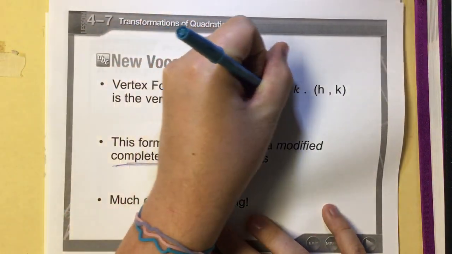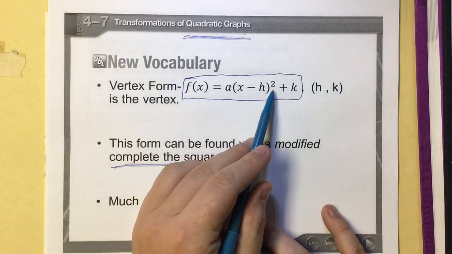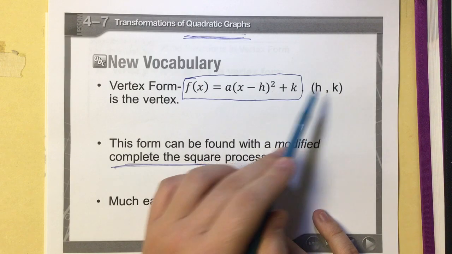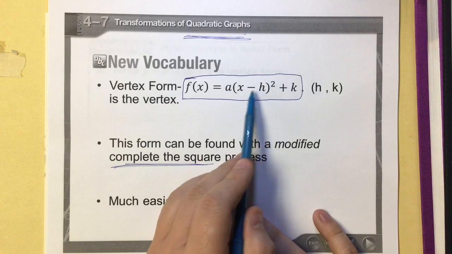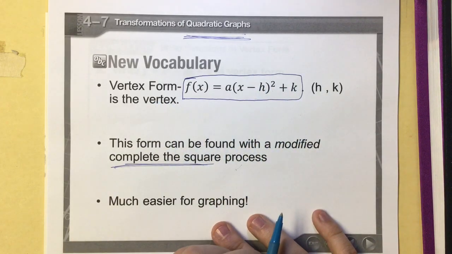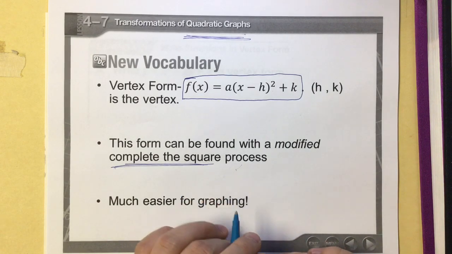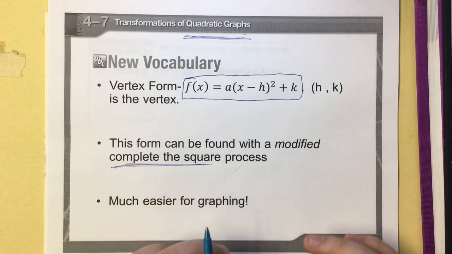Vertex form is this right here: f of x is equal to a times the quantity x minus h squared plus k. In this, the vertex is the ordered pair h, k. H is the x-coordinate, and k is the y-coordinate. This is very similar to what we did when we were graphing our absolute value equations. Just now, rather than a V, it's going to be that parabola U shape.